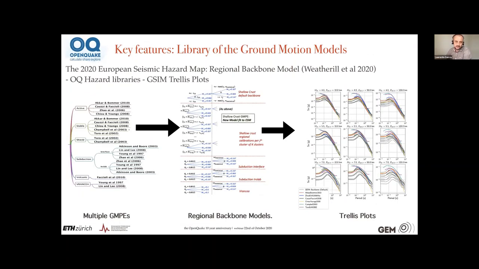And the way the epistemic uncertainty is handled, you see it over time, it moves from multiple GMPEs back then in 2013 to something rather different and complex, what we call today a regional backbone model, to be used in the 2020 European hazard model. And again, the backward compatibility of such tools enables you to see what you are actually using for hazard calculation in such trellis plots between the two models.